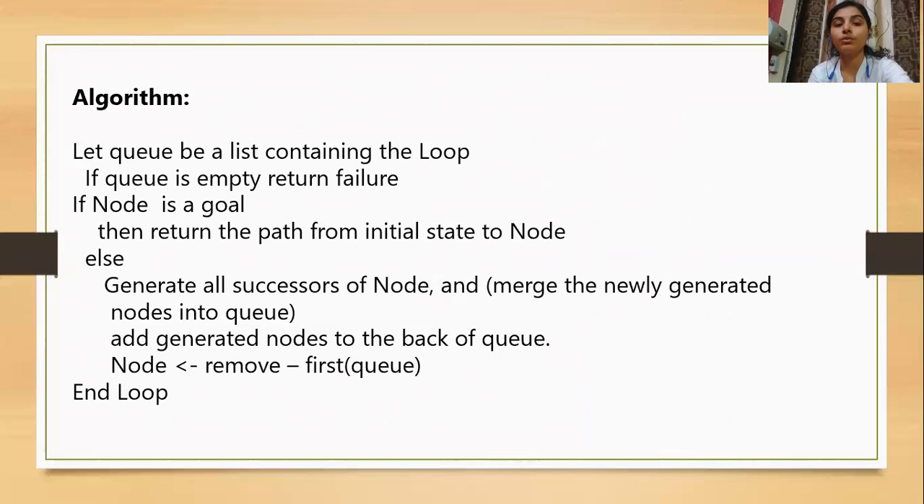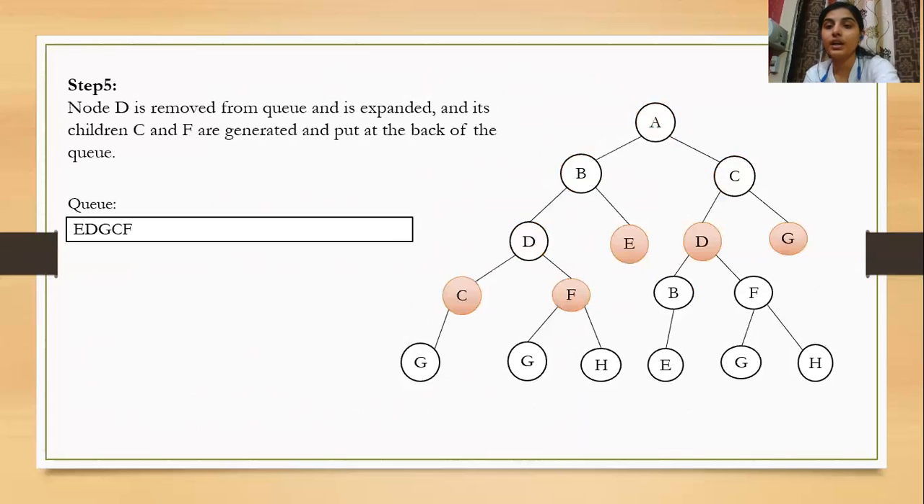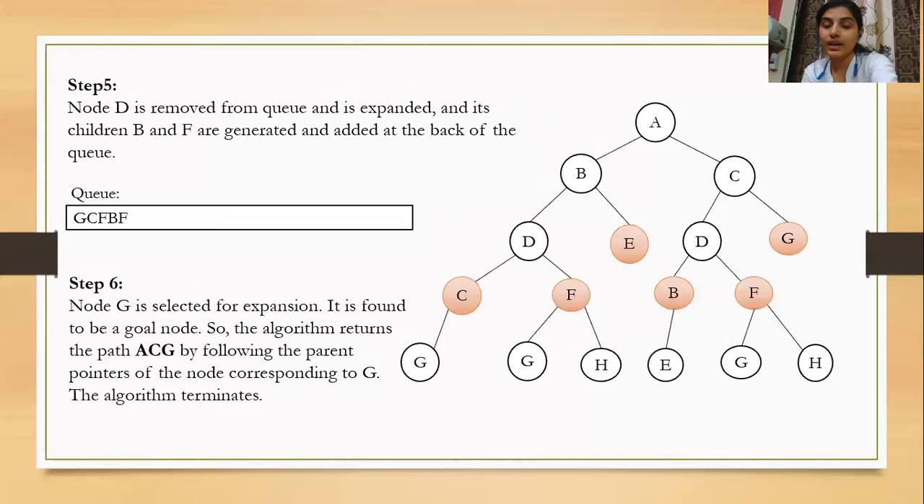If we find the node to be a goal node, then we are going to return the path from the root node, the initial node, to the goal node. So here we are having A as the root node, and we are going to return the path from A to G. So we are going to return A, C, G, and terminate the algorithm. So we are getting ACG as our path.